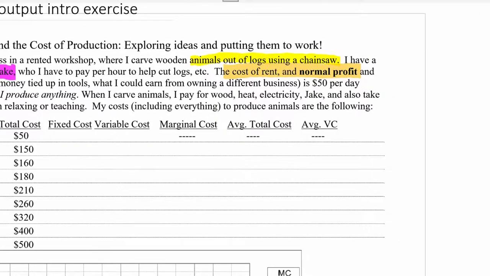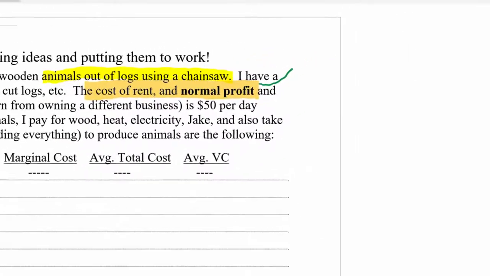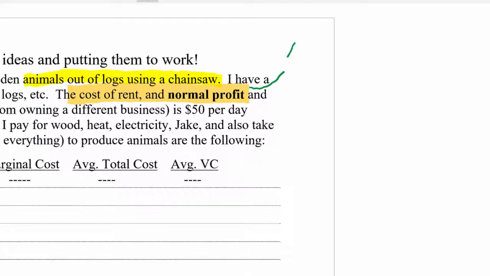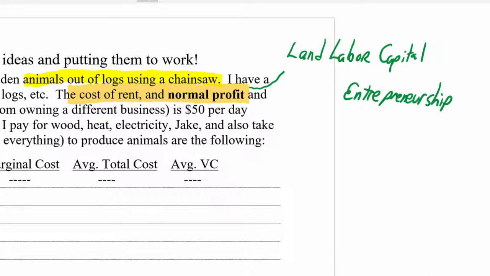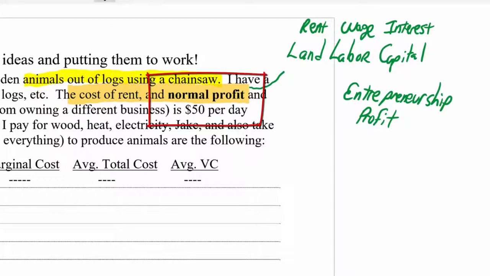Normal profit, if you remember, when you're talking about the four factors of production that you need in order to produce anything, we talk about land, labor, capital, and entrepreneurship. Usually we call payments to land rent. We call payments to labor wages. We call payments to capital interest. And we call payments to entrepreneurship profit. That's exactly what we're talking about here when we say normal profit.